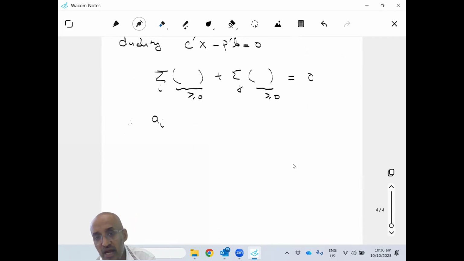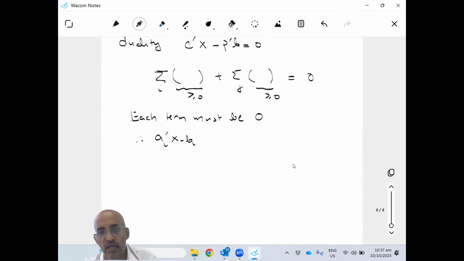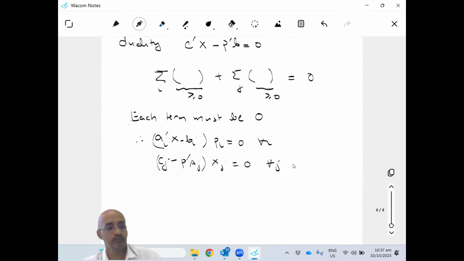it has to be the case that AI transpose X minus BI, so each term must be 0. Therefore, AI transpose X minus BI times PI is 0 for all I, and likewise for the dual constraints and primal variables.